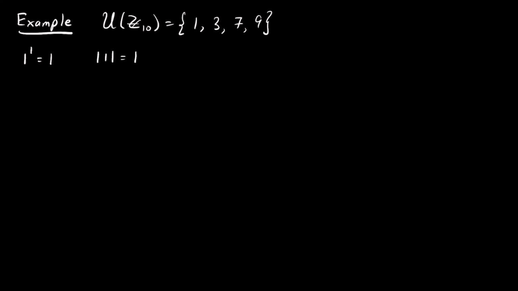Okay, not that interesting. What about 3? Well, let's take a look. I know 3 to the 1 is 3, so that's not the identity. I know that 3 squared is 9, so that's not the identity.